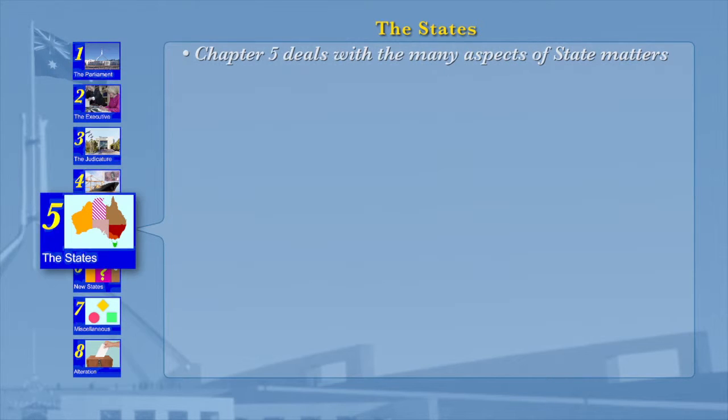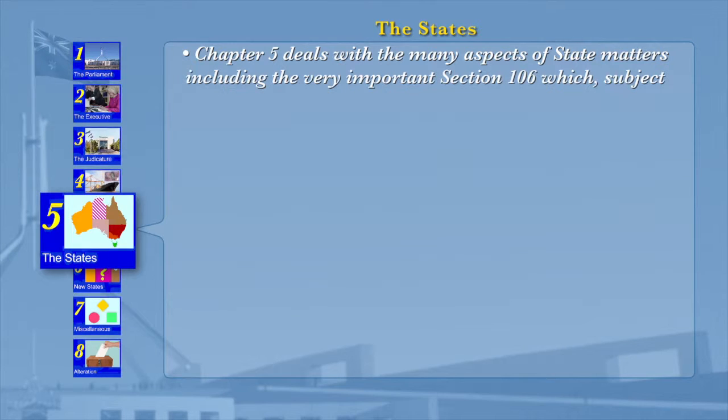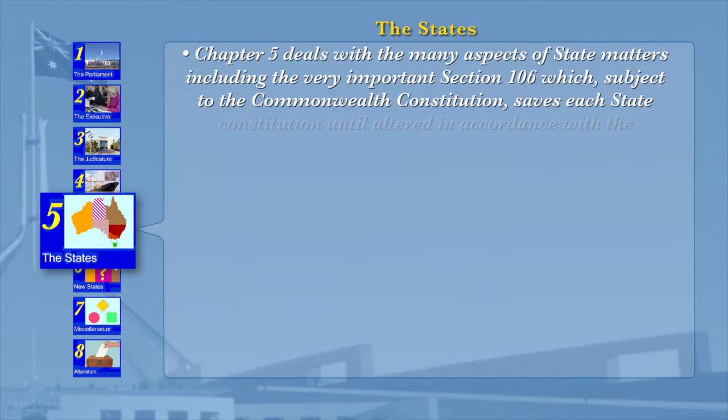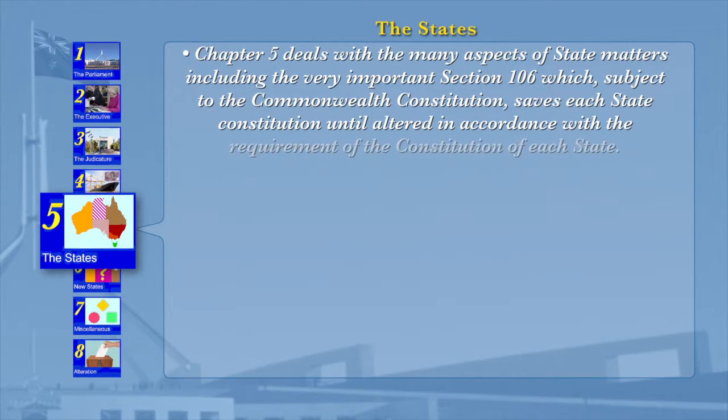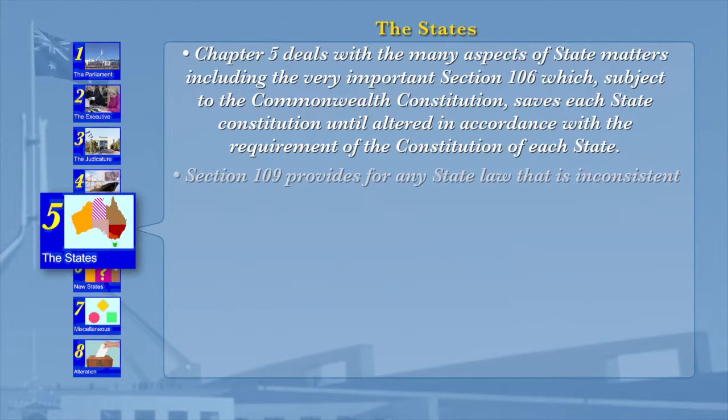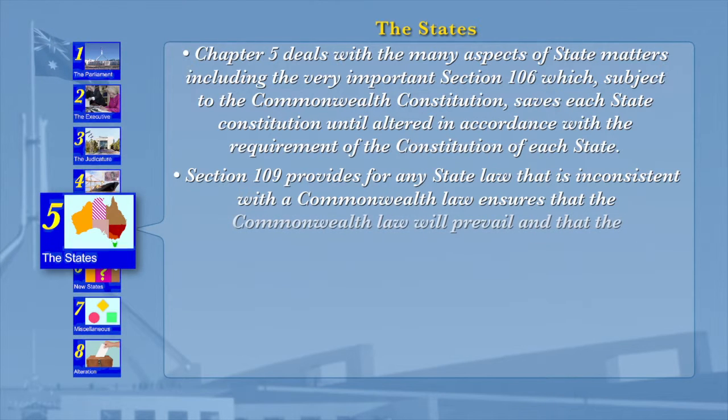Chapter 5 deals with the many aspects of state matters, including the very important Section 106, which, subject to the Commonwealth Constitution, saves each state constitution until altered in accordance with the requirement of the Constitution of each state. Section 109 provides that for any state law that is inconsistent with a Commonwealth law, the Commonwealth law will prevail and the state law will be invalid.